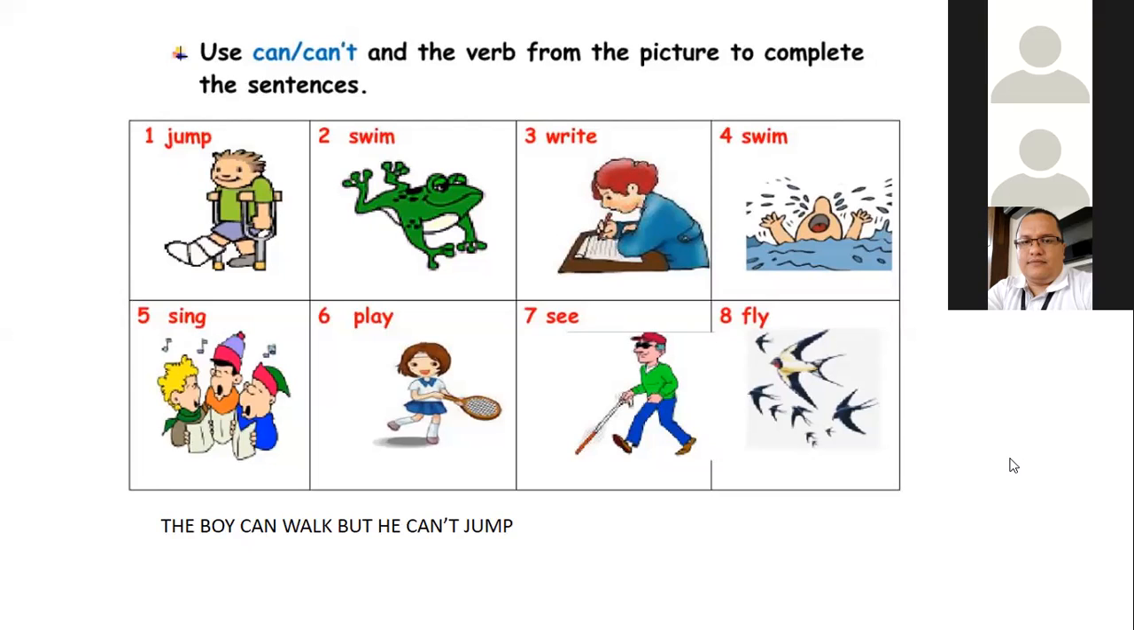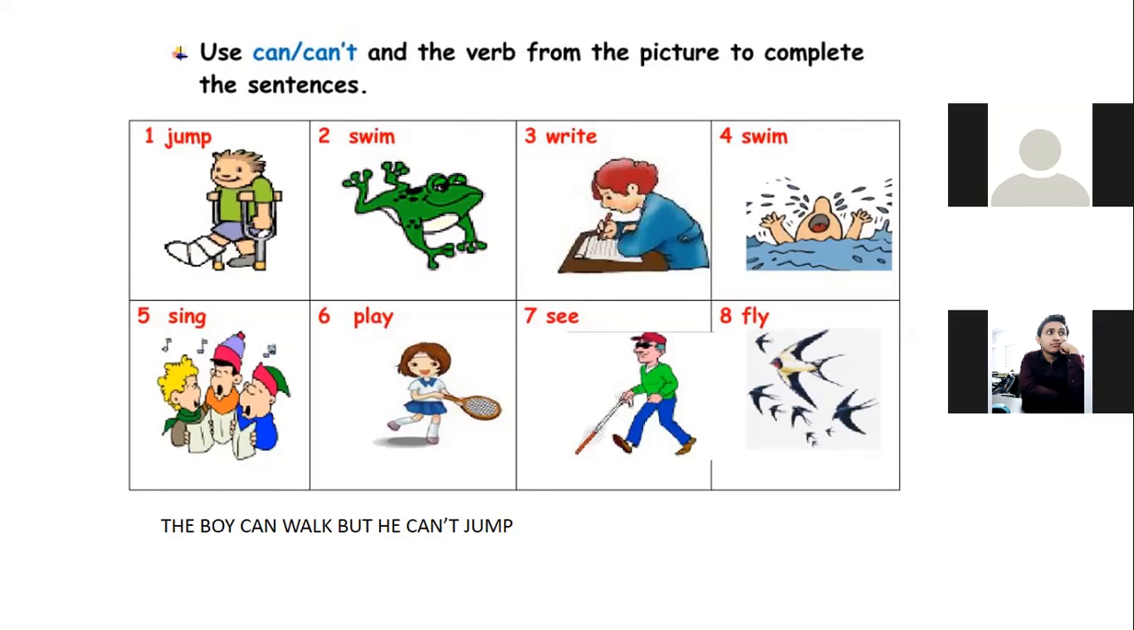Number one. The boy can... Sorry, I have it here. Don't worry, I'm just waiting. The boy can't walk, but he can sing. Excellent, excellent. Thank you. You were only two in your team, right? Okay, thank you very much.